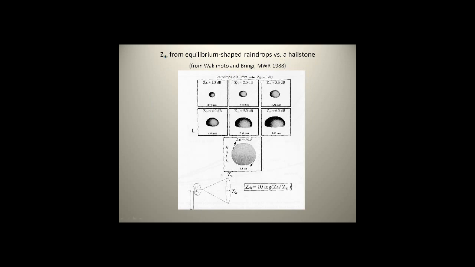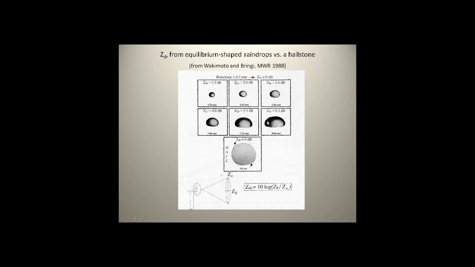Here's an example to illustrate how this affects our radar measurements. These are a series of raindrops observed in a wind tunnel, and you can see their diameters get bigger. So this one is 2.7 and 5 and so forth, up to this whopper here that's 8 millimeters in diameter. And as we saw in the last calculated drop shape example, these get ever more oblate.